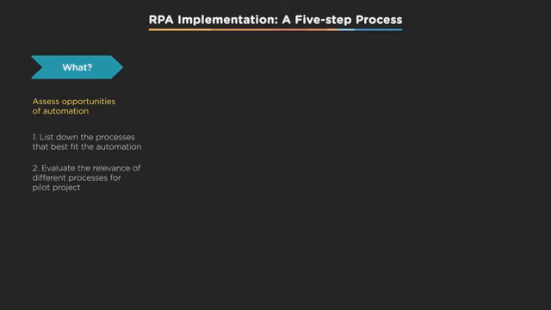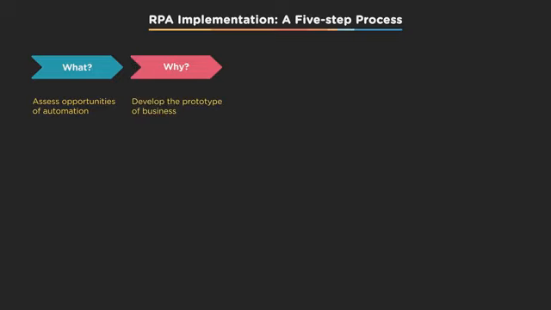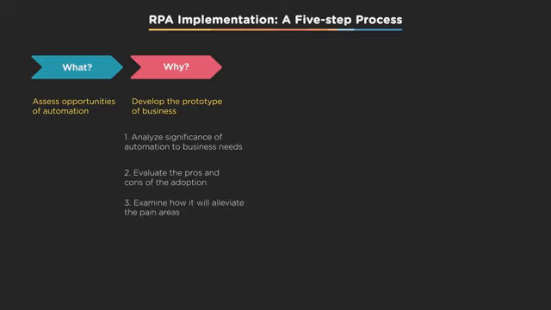Step 2. Develop the prototype of business. It involves: 1. Analyzing significance of automation to business needs. 2. Evaluating the pros and cons of the adoption of automation. 3. Examining how it will alleviate the pain areas. 4. Listing down the metrics to validate the automation. 5. Creating strategy for using existing resources after automation.